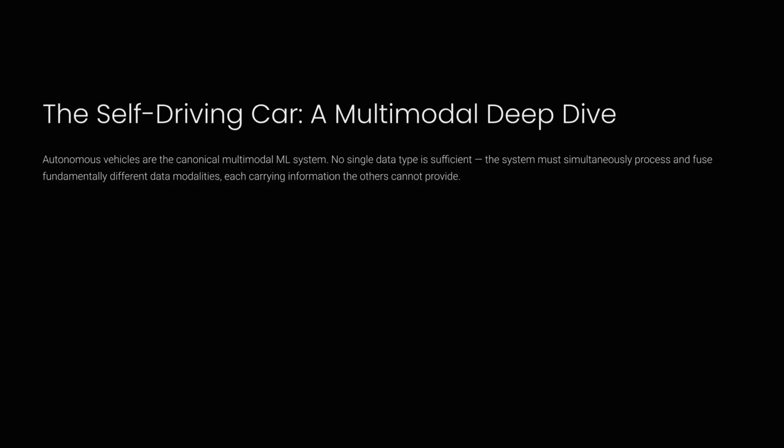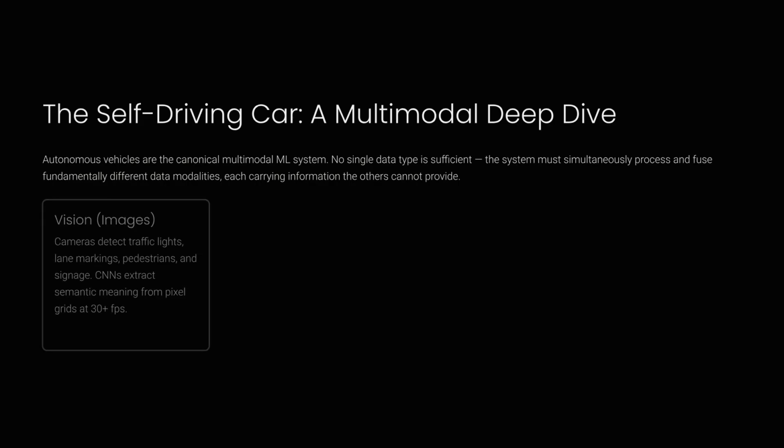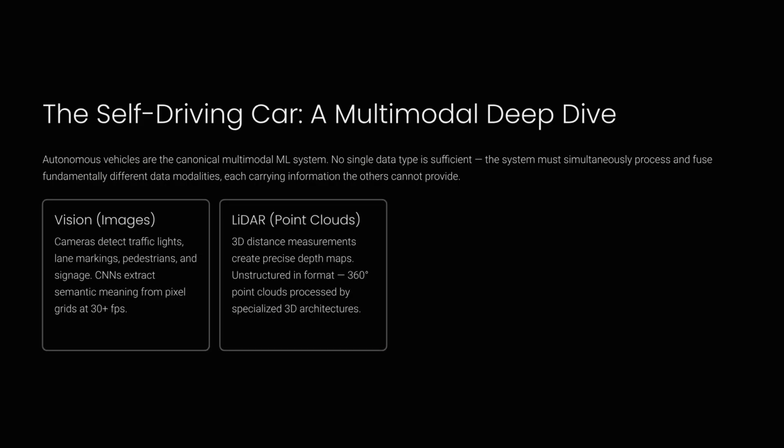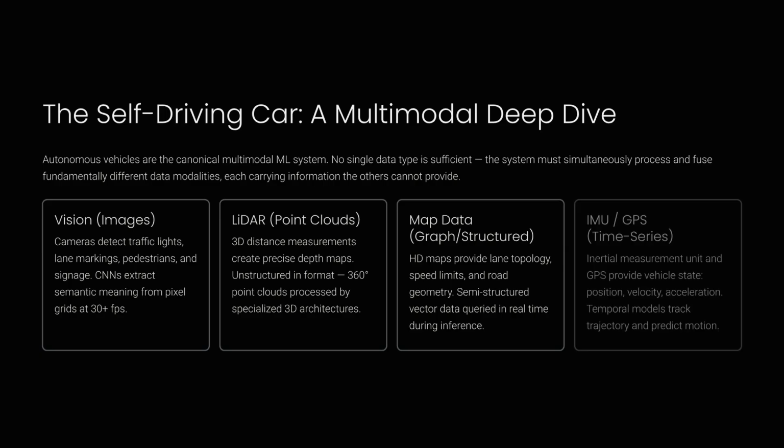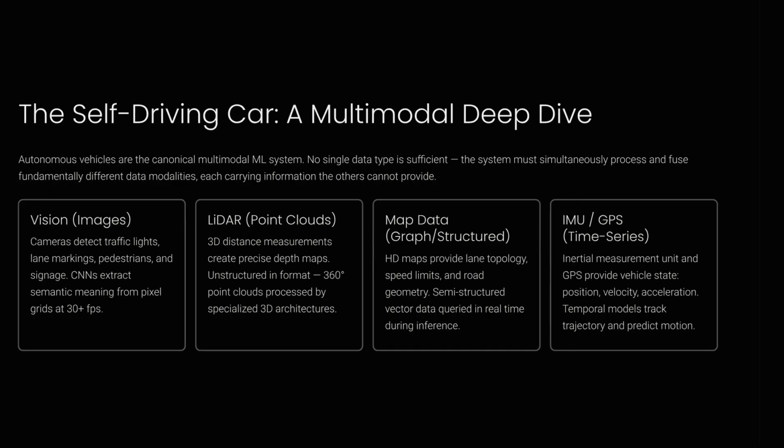Self-driving cars are a key example of a multimodal system, fusing vision from cameras, 3D point clouds from LiDAR, structured map data, and time series data from IMU and GPS sensors. Each modality requires a specific processing architecture.